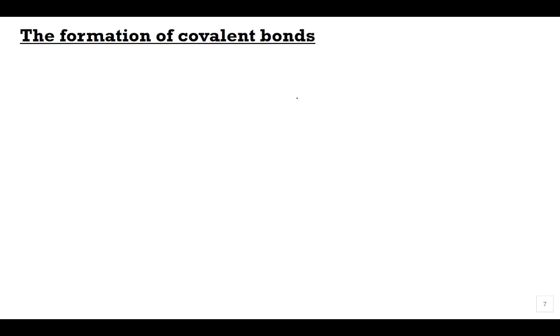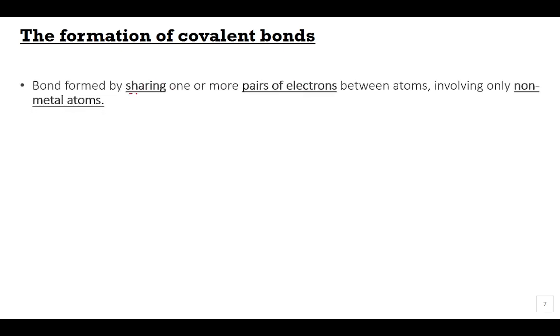Okay, next, formation of covalent bond. Covalent bond is sharing of one or more pairs of electrons, and this one happens to non-metal atoms only. The question here: show the formation of fluorine. So fluorine is non-metal with non-metal, so you have covalent bond. Fluorine, 1, 2, 3, 4, 5, 6, 7, plus fluorine, 1, 2, 3, 4, 5, 6, 7.